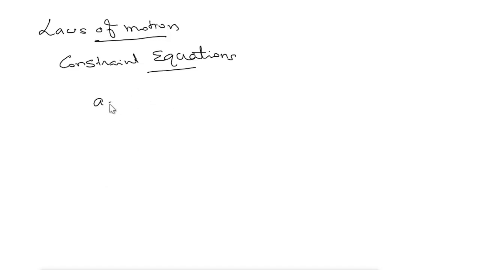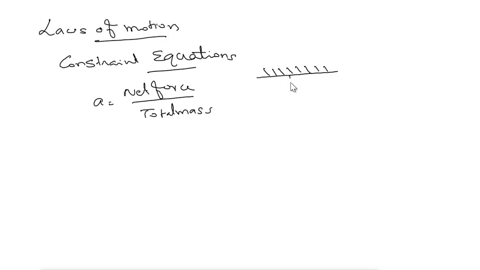For finding the acceleration, we use the same formula: the net force acting on the system divided by the total mass. So for using the constraint method, how can we find the relation for acceleration? First we will consider a fixed pulley. The pulley is fixed over here, and mass 1 is suspended over here. The other end of the string is attached to another mass. This is the second mass.